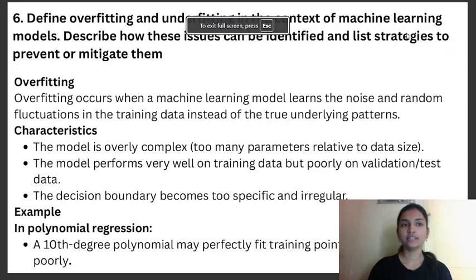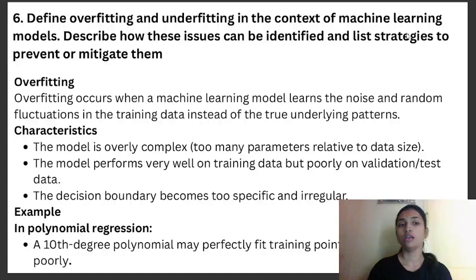Everyone. Today we will discuss some next questions. Question number 6 is: define overfitting and underfitting in the context of machine learning models. Describe how these issues can be identified and list strategies to prevent or mitigate them.